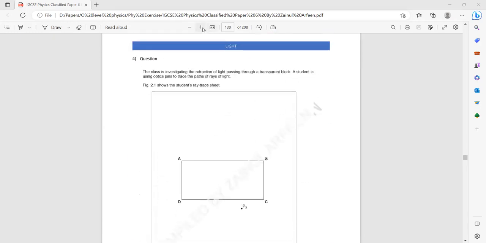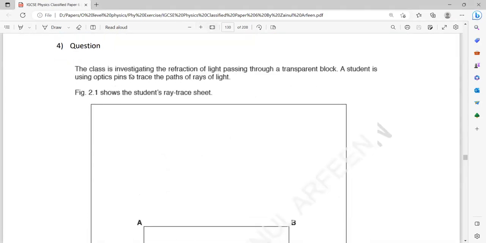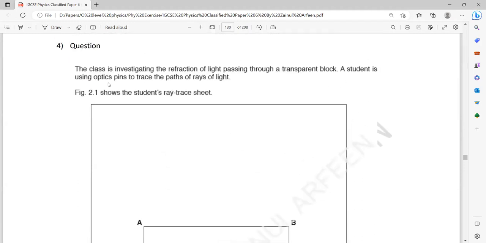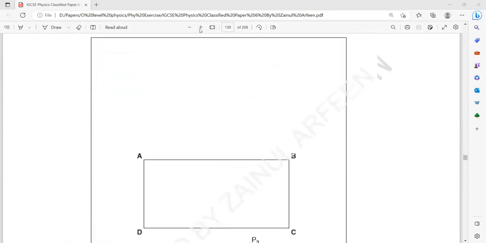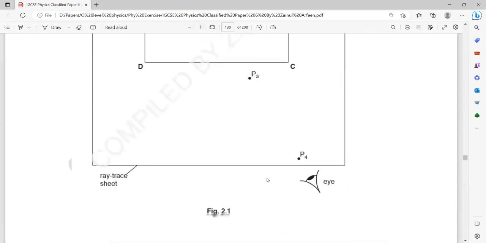Another question from the same topic, light. The class is investigating the refraction of light through a transparent block. A student uses optic pins. This should not be done in a dark room, because we place the pin as an object and identify the position of the pins using another 2 or 3 pins as an image. This is a trace. A student places a rectangular block.